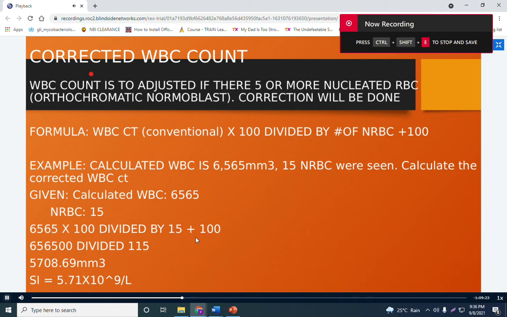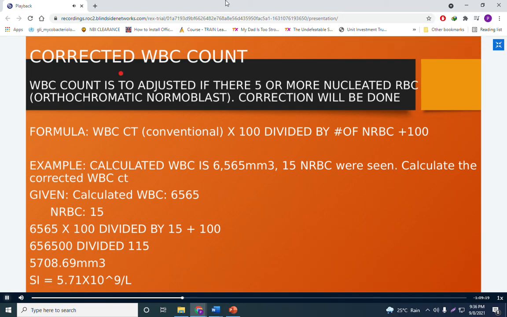Class, we are going to discuss what you call your corrected WBC count. When you say the word corrected, meaning to make it right from wrong, or rather to correct, which is to change to give an accurate result. Now, you're going to do your correction sa WBC count, class, if there are 5 or more nucleated RBC.